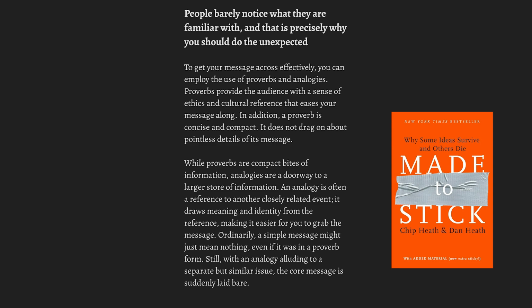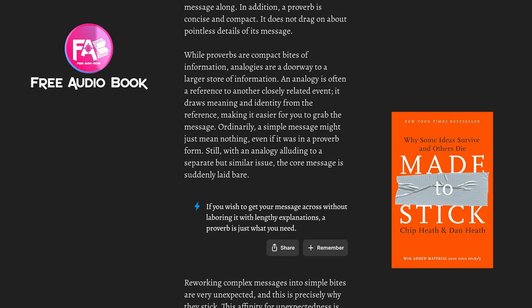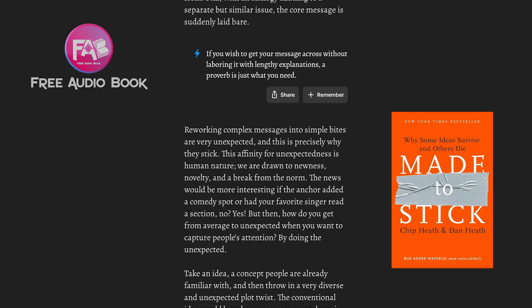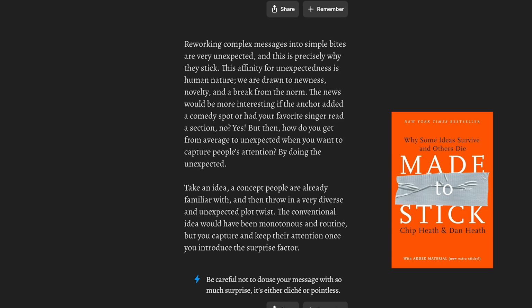While proverbs are compact bites of information, analogies are a doorway to a larger store of information. An analogy is often a reference to another closely related event. It draws meaning and identity from the reference, making it easier for you to grab the message. Ordinarily, a simple message might just mean nothing, even if it was in a proverb form. Still, with an analogy alluding to a separate but similar issue, the core message is suddenly laid bare. Remember, if you wish to get your message across without laboring it with lengthy explanations, a proverb is just what you need. Reworking complex messages into simple bites is very unexpected, and this is precisely why they stick.